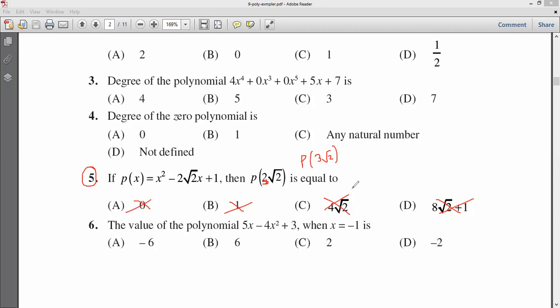Very good. Next question is for Gunit. Gunit, are you there? Yes, sir. Find P of 1 by root 2 in the same question. In place of x, you have to write 1 by root 2.